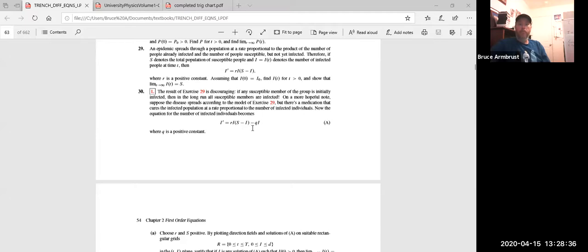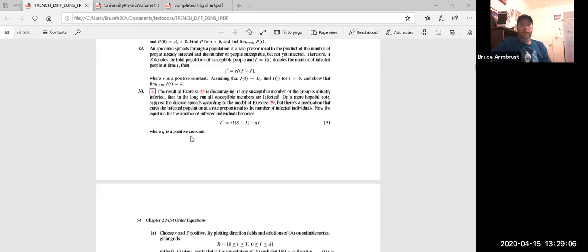But we're removing infected folks. That's what the minus is. We're losing infected people because they're getting the proper medication or treatment. And they say, again, it's proportional to the number of infected individuals. That's why it's Q times I. And so Q is going to be some sort of a, I don't want to say cure rate, because it's not necessarily that we're curing this, but it's a healing rate, whatever you want to call it.